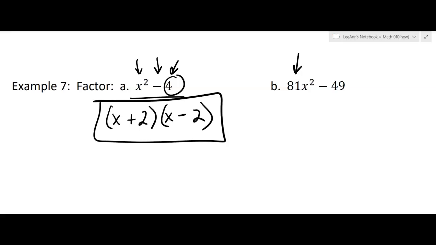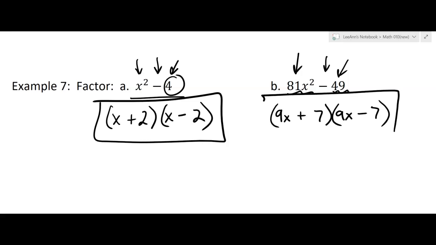Okay. Now this next one is a little more complicated, but is this a perfect square? 81's a perfect square, x squared's a perfect square, yes, so we can split that up. And 49 is a perfect square. Is it subtraction? Yes. So make the parentheses. It's going to split into 9x and 9x. And then think about this, 7 and 7. And one will be plus and one will be minus. And you're done.